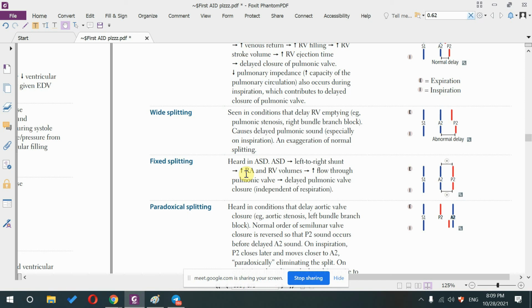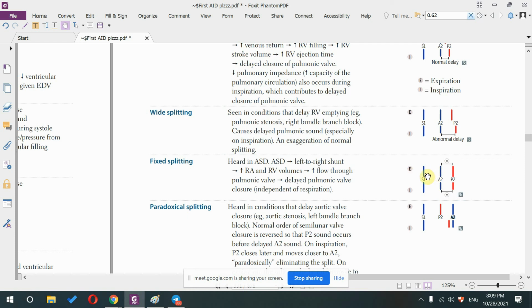If that is true, there will be more flow through the what? The pulmonic valve. Is the flow more during inspiration or expiration? Both, it's equal. During inspiration or expiration, there is always movement from the left atrium to the right atrium. If that is true, there will be a constant delay in the pulmonic valve closure, independent of the respiration. Because the left to right shunt is always happening during systole or diastole. So you will always have the splitting regardless of whether you are inspiring or expiring.